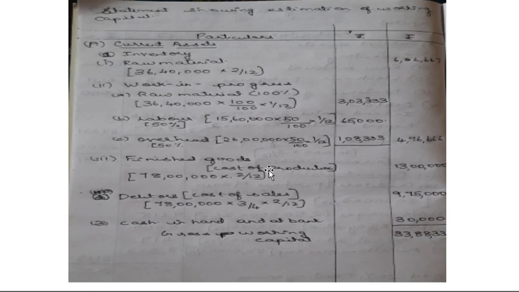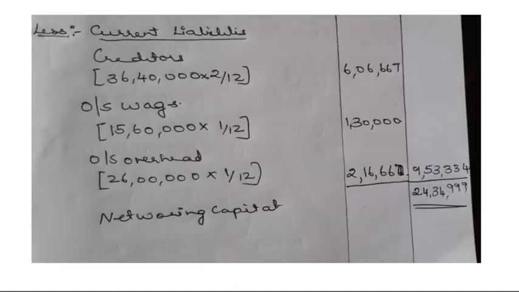Then raw materials in work in progress, you have to take 100% assumption completion rate for raw materials, labor 50% and overhead 50%. Okay, any doubts you can clarify personally, copy it in your notes.